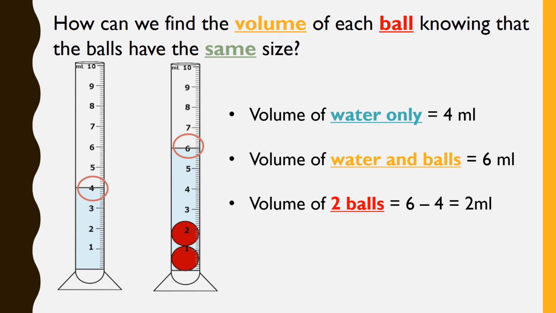And since the two balls are the same, if both are 2, then each one of them is 1. 2 divided by the two balls, then each one is 1 milliliter. So this is how, by using the water displacement method, we can find the volume of any object.